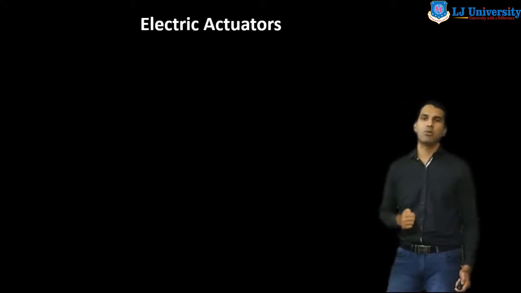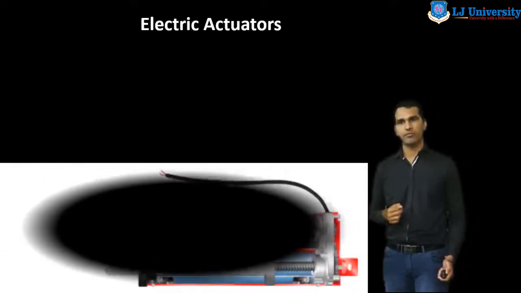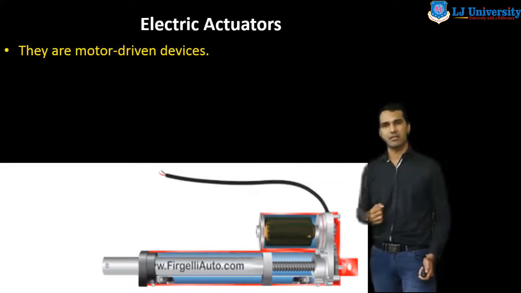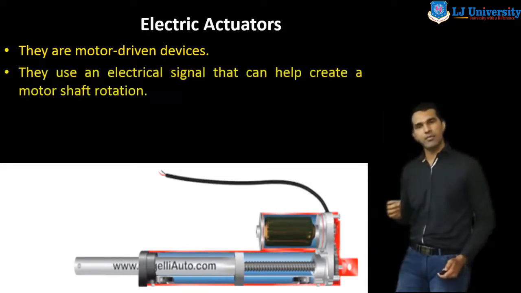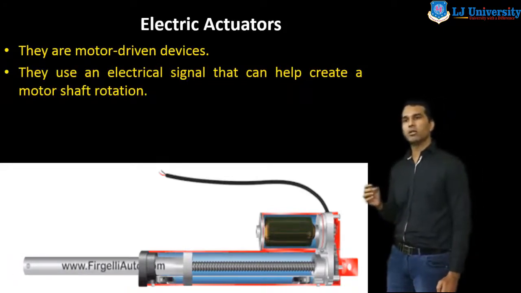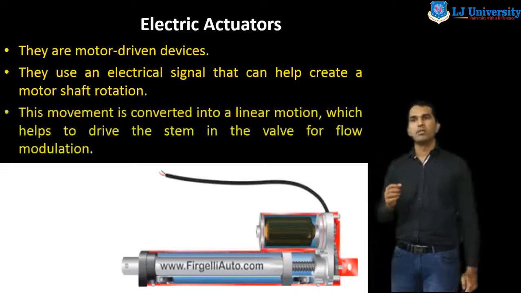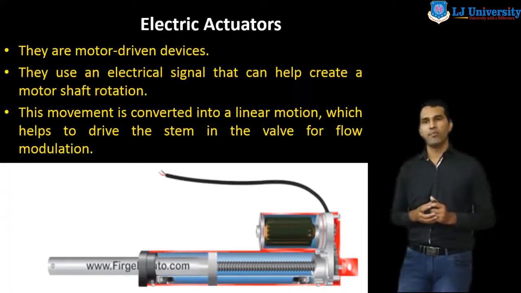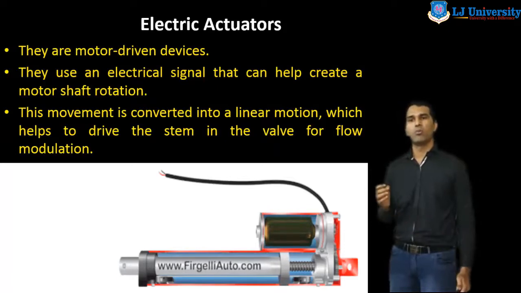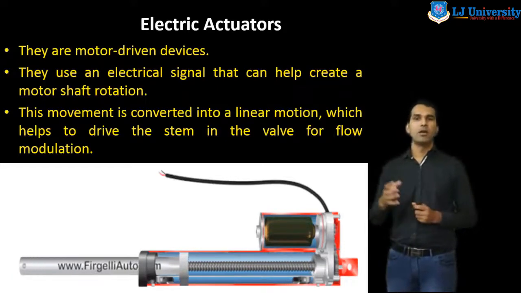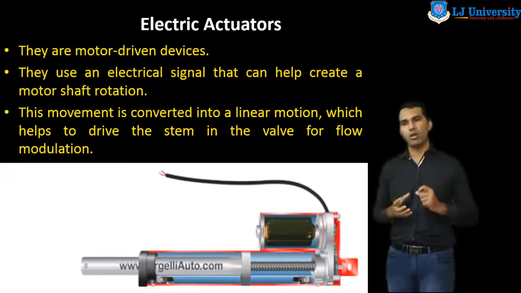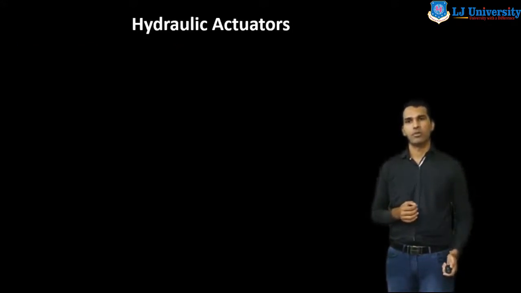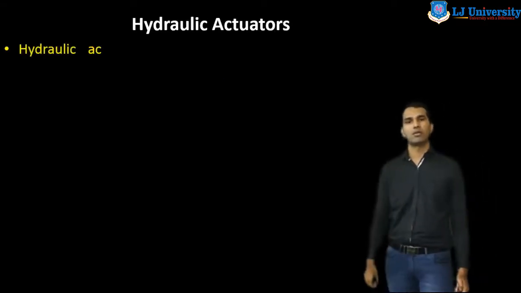Now we discuss the second type of actuator, that is the electric actuator. Electric actuators are motor driven devices. They use an electrical signal that helps create a motor shaft rotation. This movement is converted into a linear motion which helps to drive the stem in the valve for flow modulation. So here the electric signal is used to operate the motor, and as the motor rotates, the valve is opened and closed.